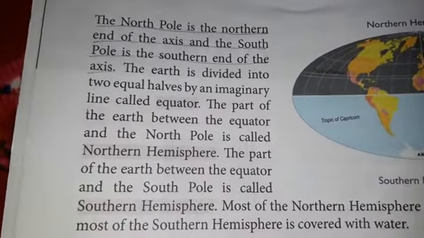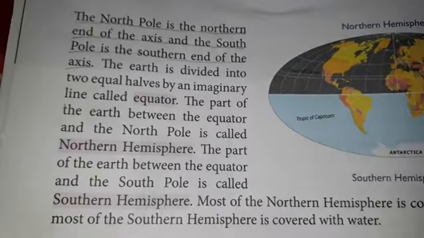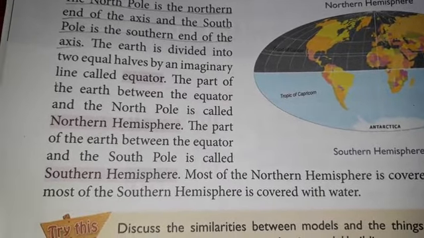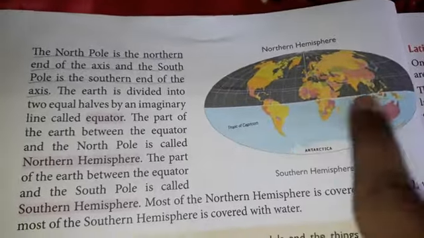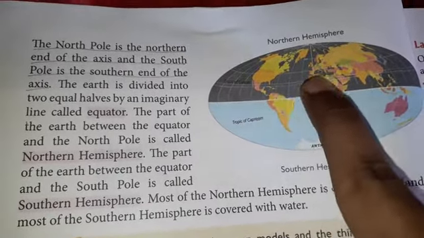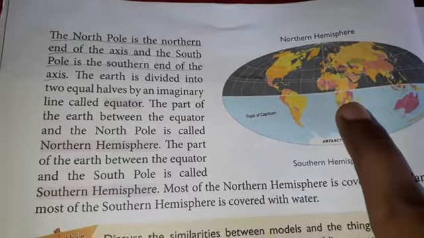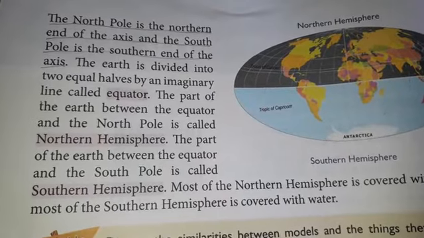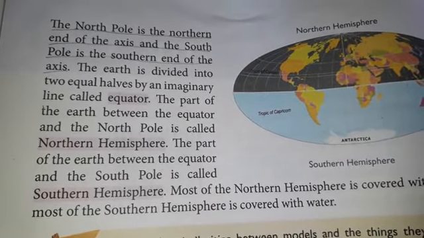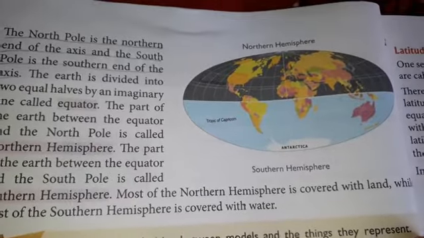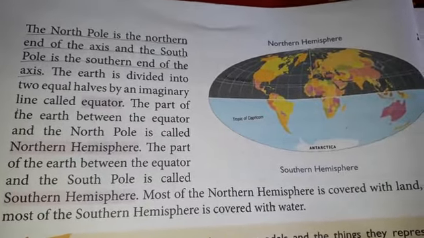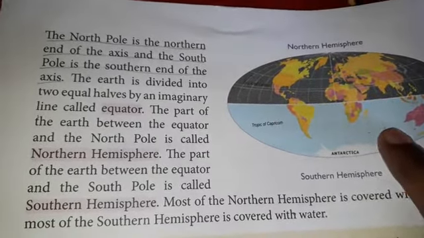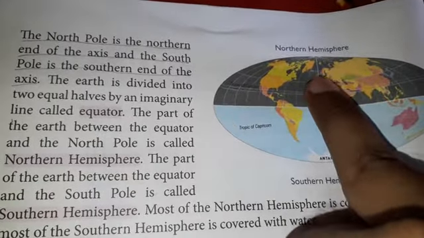The north pole is the northern end of the axis and the south pole is the southern end of the axis. The earth is divided into two equal halves by an imaginary line called the equator. It divides the earth into two hemispheres, the northern hemisphere and the southern hemisphere. The part of the earth between the equator and the south pole is called the southern hemisphere. Most of the northern hemisphere is covered with land while most of the southern hemisphere is covered with water. So, the southern hemisphere is also called the water hemisphere and the northern hemisphere is also called the land hemisphere.